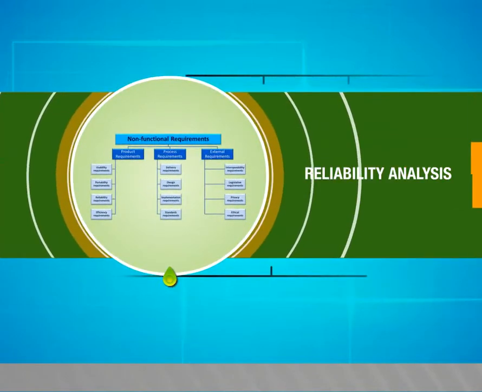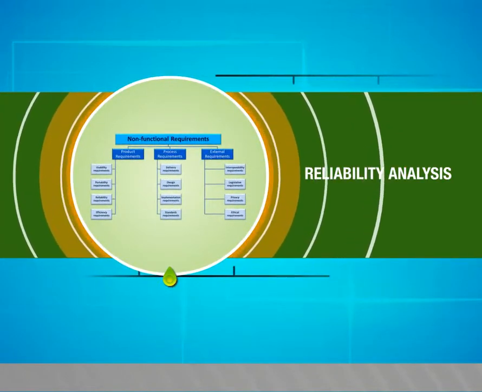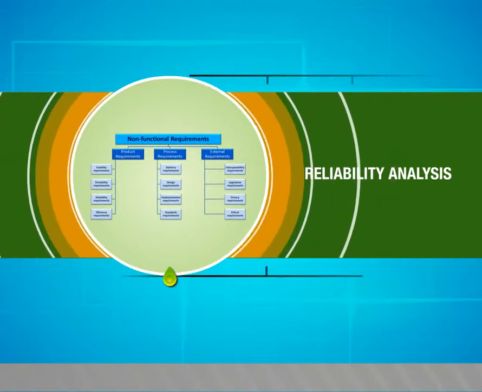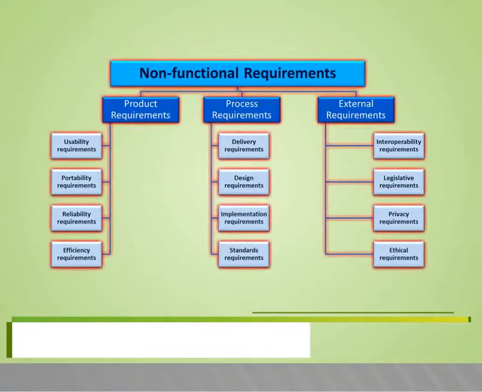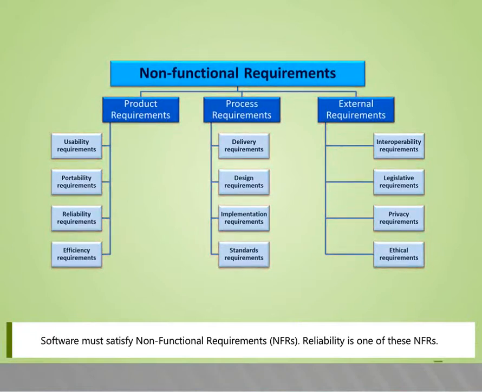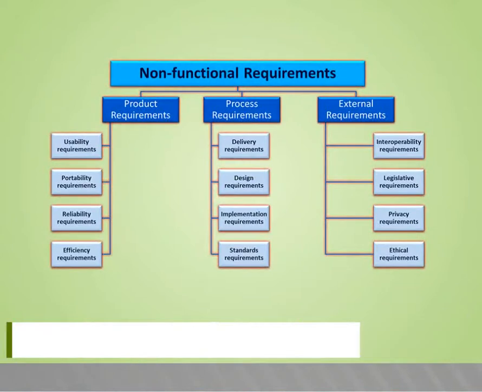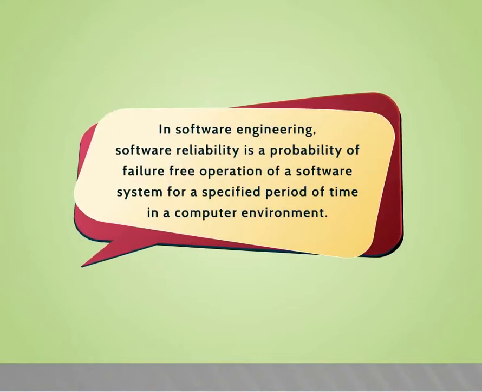Reliability analysis. In this video, we are going to see about reliability analysis. Software must satisfy non-functional requirements (NFRs). Reliability is one of these NFRs. In software engineering, software reliability is a probability of failure-free operation of a software system for a specified period of time in a computer environment.